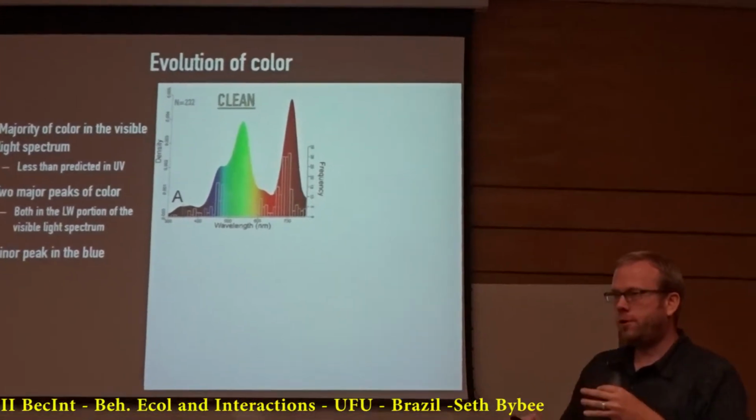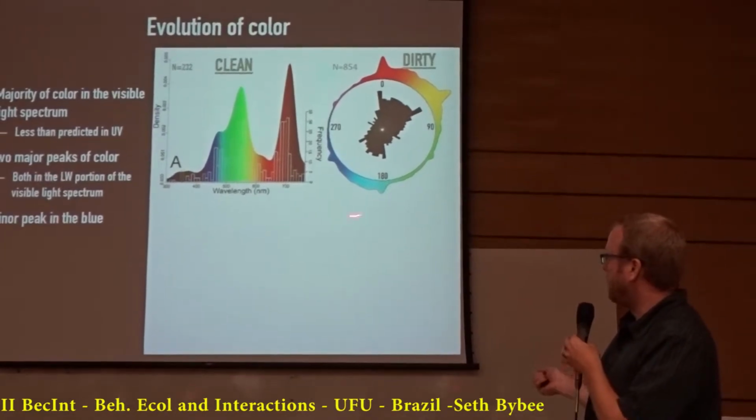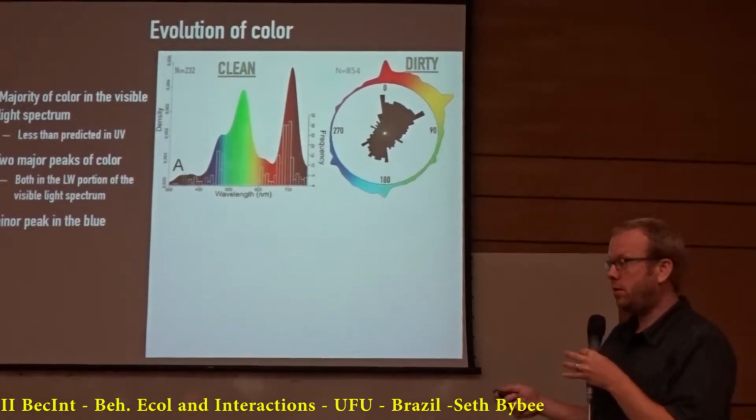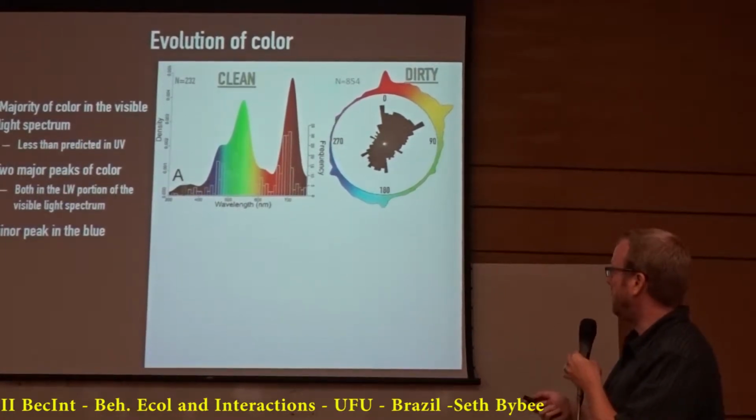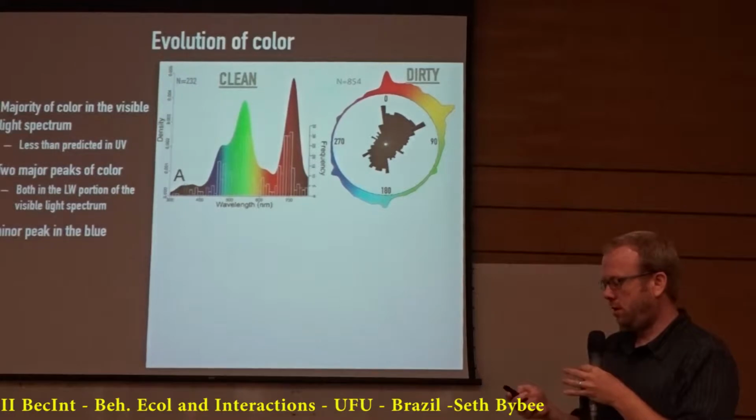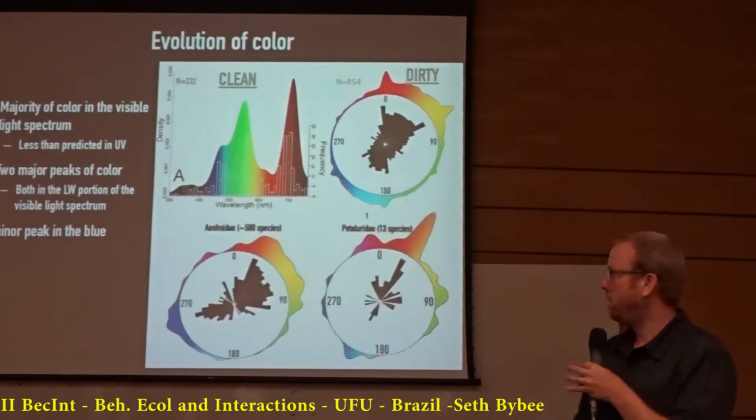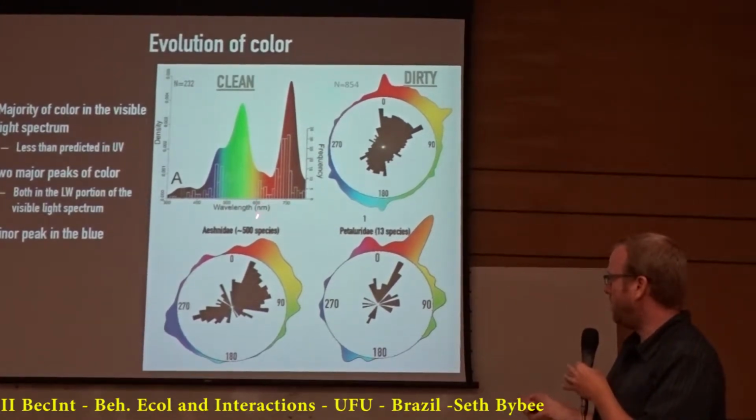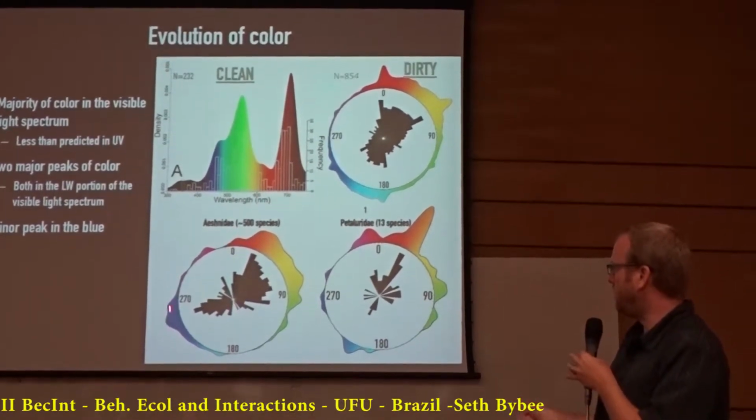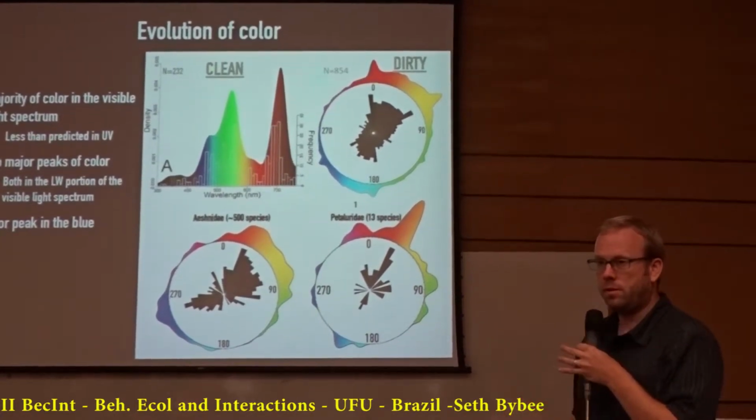And so I'll show you the dirty data now, right? So this is the dirty data. It's mapped in a circle because that's how you map hue values. And you can see there's lots of similarity between the two, maybe just a little bit of a shift. But this allows us to go in with the dirty data and look specifically at the colors in every family. So this is the family Aeshnidae. There's about 500 species. You can see the color distribution in here. And this is Petaluridae with only 13 species and the color distribution here.